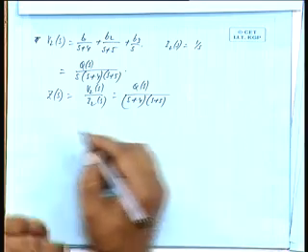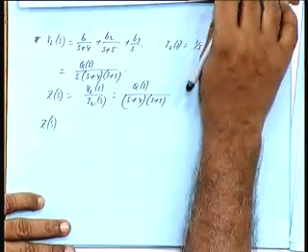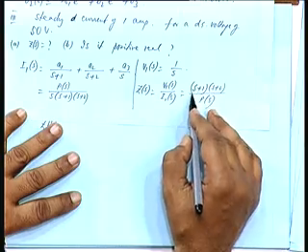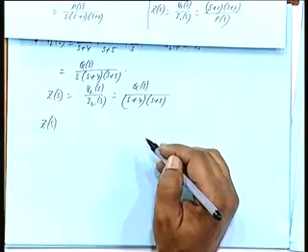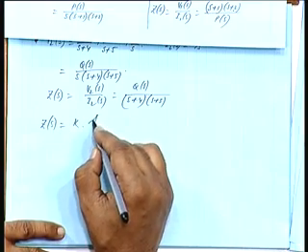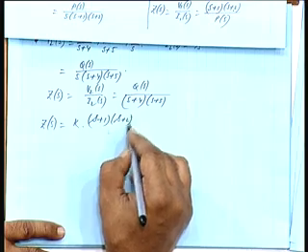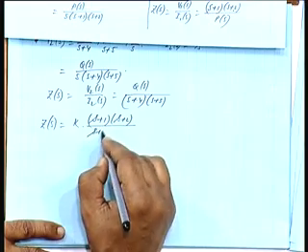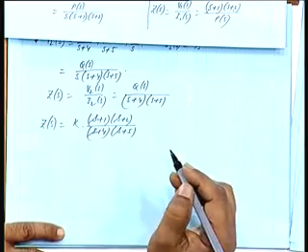Okay. So, Z(S) from these two, you can see in one case I am getting the zeros, in the other case I am getting the poles. So, I can write this as some k times S plus 1 into S plus 2 by S plus 4 into S plus 5. Is that okay?